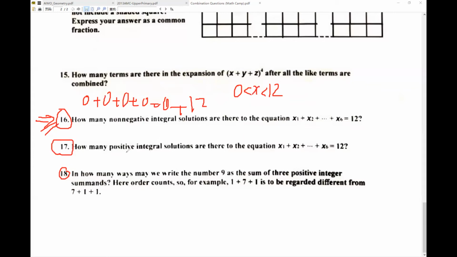But for 17, it's a little bit easier because the maximum should be 7, and the minimum should be 1. So it's from 1 to 7 for question 17. But for question 16, it's from 0 to 12. Much more combinations, too hard. If we still use method 1 to solve 16, it's almost impossible.